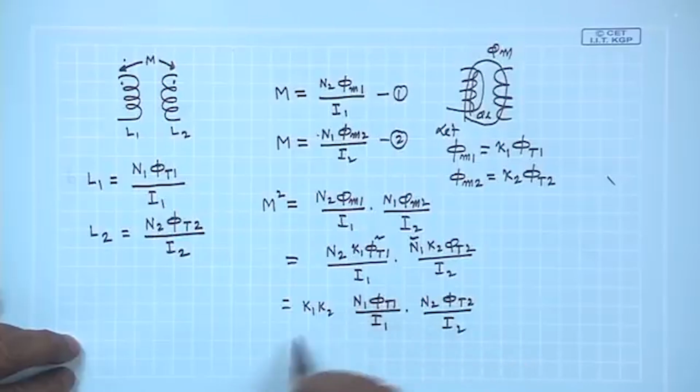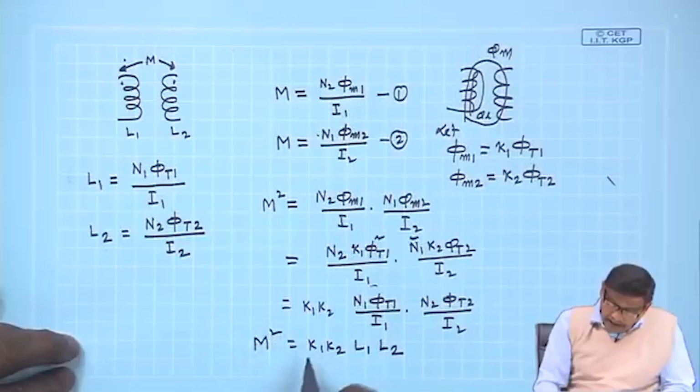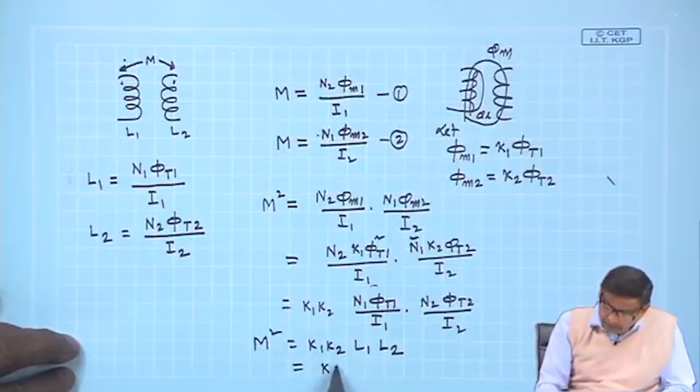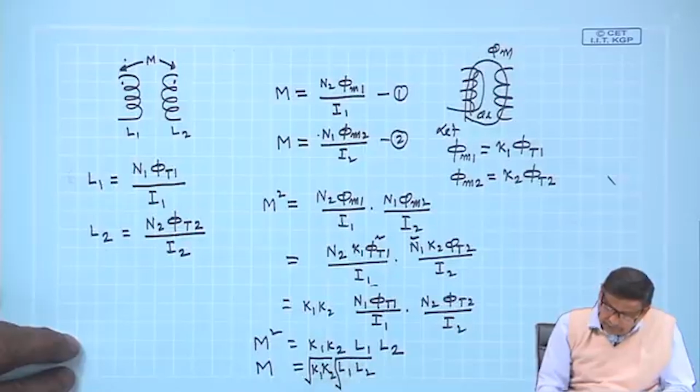But this is nothing but self inductance. So, K1 K2 into L1 and L2. This is L1 and this term is L2. So, M square is this one, and this K1 into K2 is called the coefficient of coupling. So, M then will be the square root of K1 K2 times the square root of L1 L2. Now, this is expressed as K into root over L1 L2.